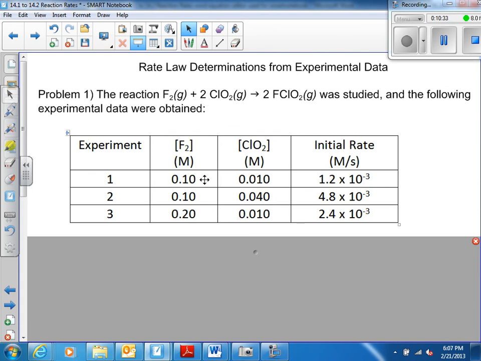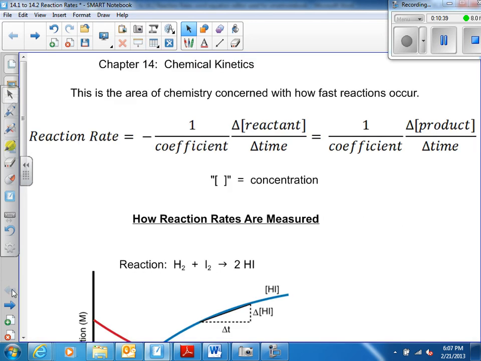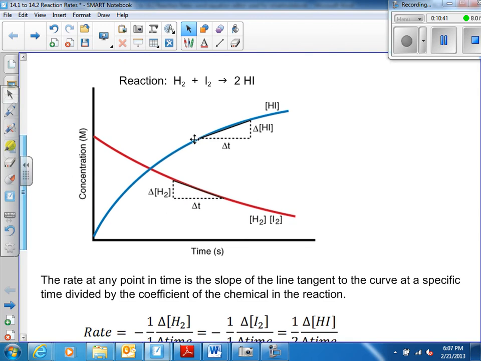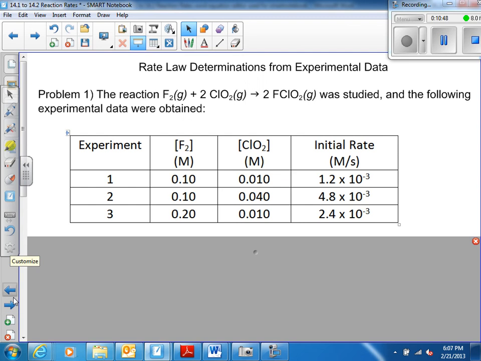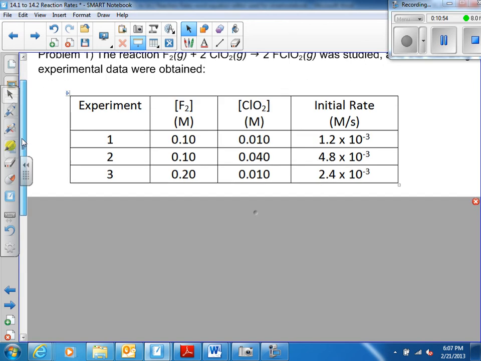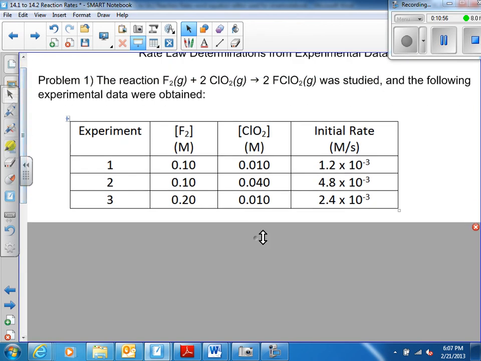In one experiment, we know the initial concentrations of our reactants, and we measure the rate. Remember this little graph here? This is how we get our rates. We run an experiment like this, and we get our rates. Okay, so somebody ran an experiment at some point and got these data, and we're going to use those data now for our work here.